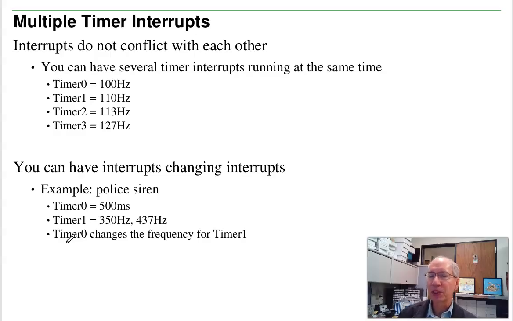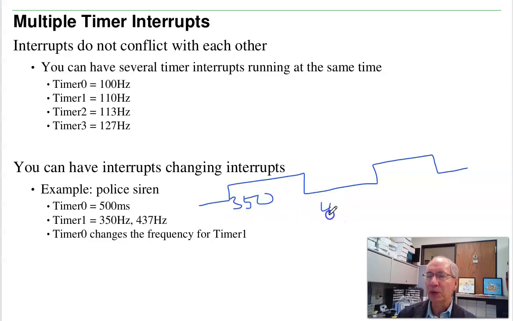For example, do a police siren that goes dee dee dee dee dee dee. I could have one interrupt every 500 milliseconds. It kicks in. That changes the second interrupt. So when it's high, I'll output 350 hertz. When it's low, I'll output 437. So I've got interrupts changing interrupts. And with that, I have a 2-tone siren. And there are other things you can do with multiple interrupts.